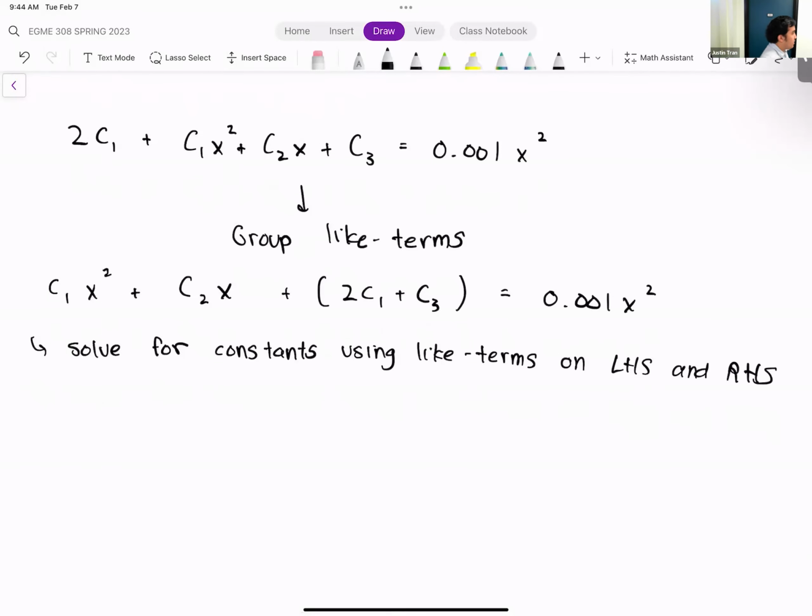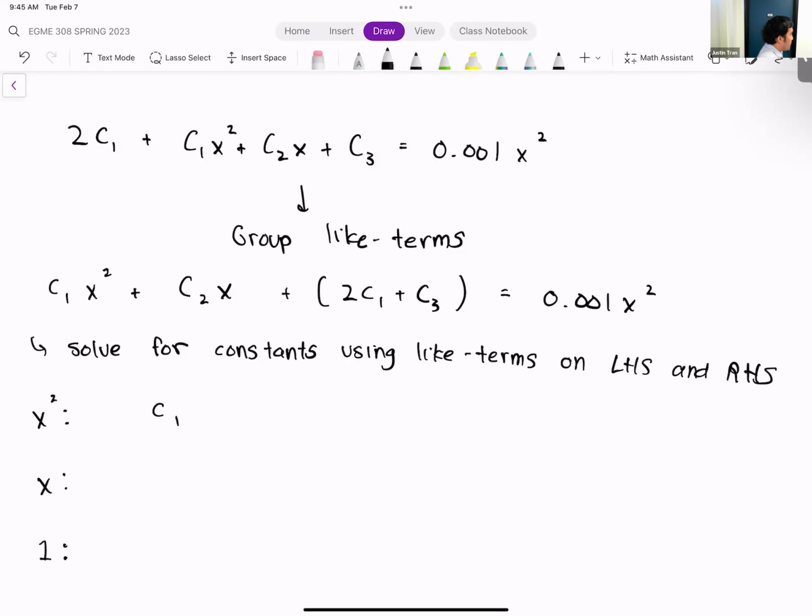All right, and then the last step, now that we've set up this equation and grouped the like terms, is to solve for the values of the coefficients, c1, c2, c3, using the like terms on the left-hand side and the right-hand side. So I usually like to do it like this. For a polynomial, we have three terms that we're considering: the x squared term, the x term, and the constant. And so I'm going to set up a system of equations based on the equality on the left and right side. I'll give you an example.